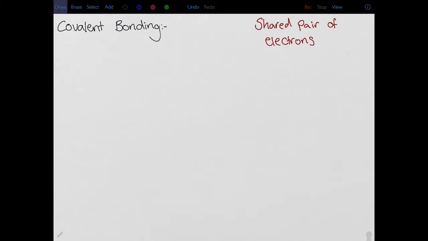Now it's important to note that when we're looking at elements, a covalent bond is only a bond between two non-metals.